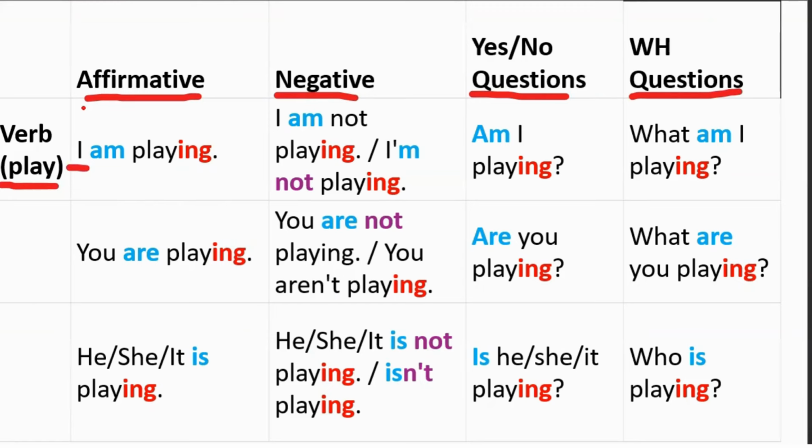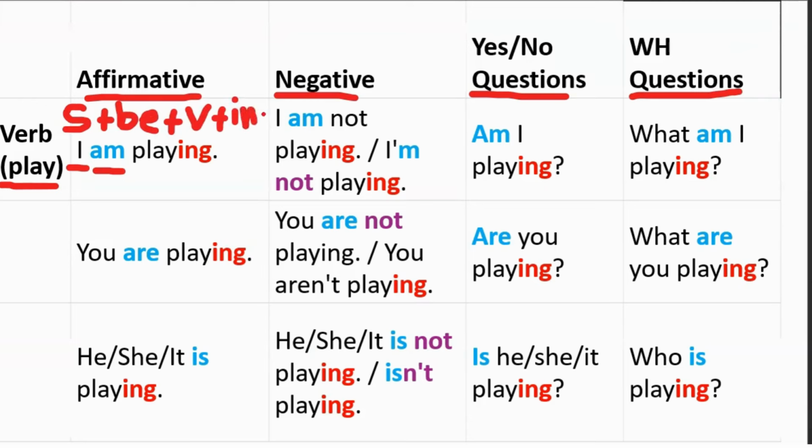I is a subject. Am is a form of be. So subject plus be plus play. Play is a verb and is a base form of the verb and plus ing. So with verb, we always use ing.